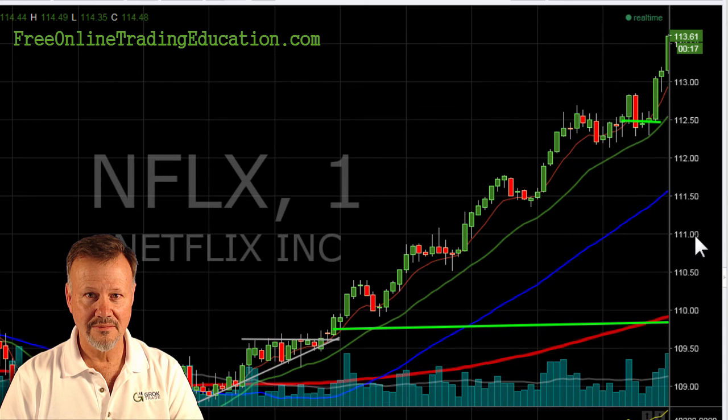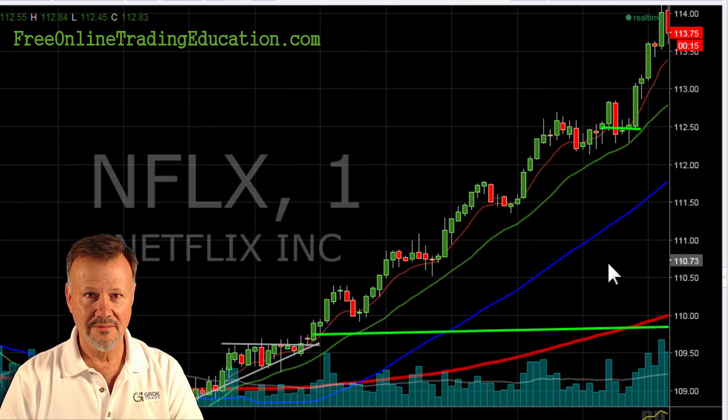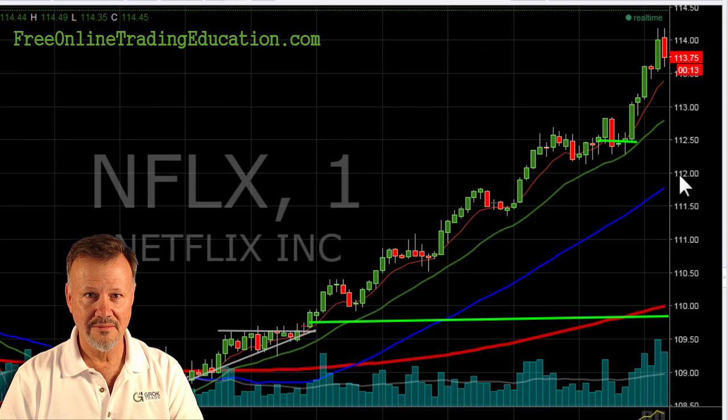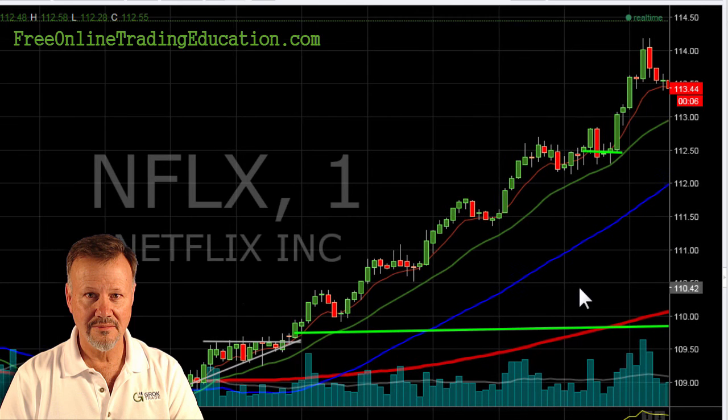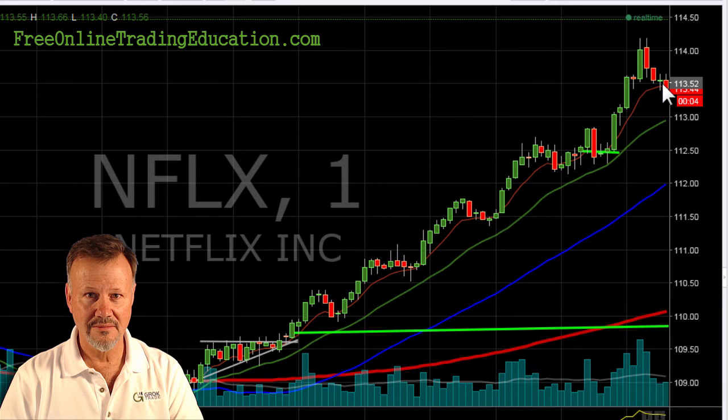Taking off again. Look at this. It keeps on going higher and higher and higher, and it hits the 114 area. Wow. Bringing my stop up here. And it's sitting here around the 8 EMA. Is it going to do another bull pullback or not? Pulling my stop up here.